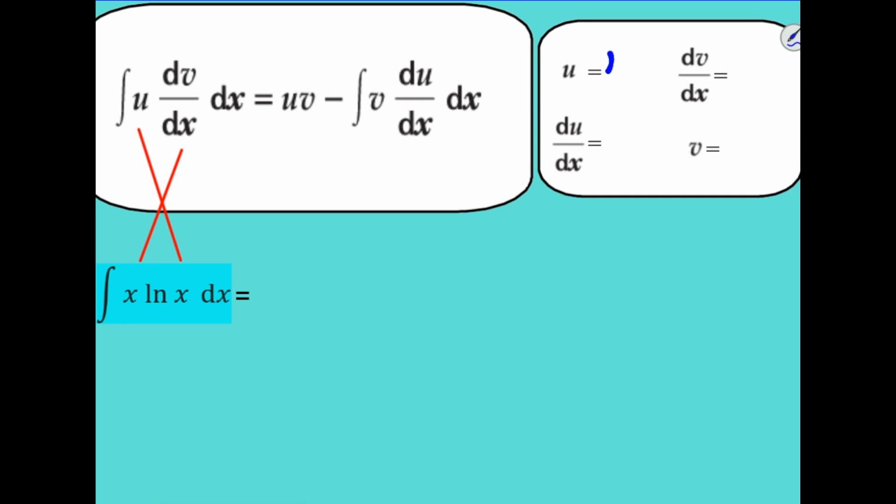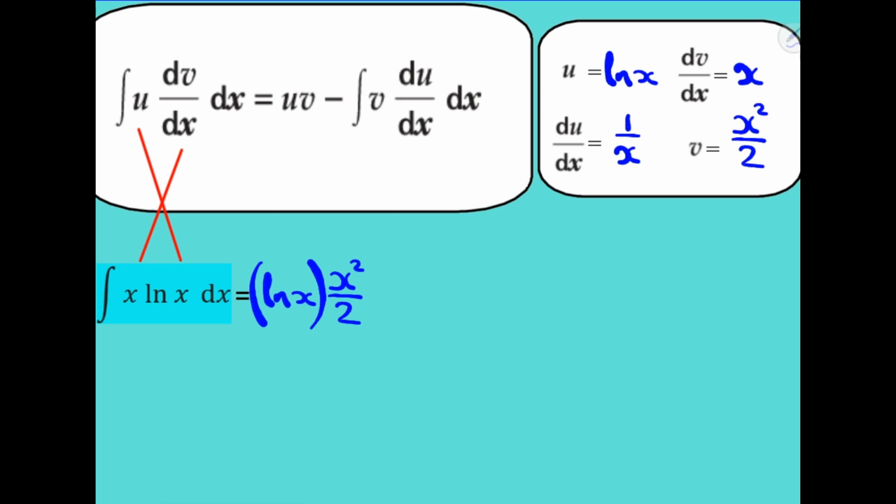Just like before, we also need to find v and du by dx to complete the formula, so I'm going to use the menu of expressions. Remember, if I differentiate log of x, I get 1 over x, and if I integrate x, I get x squared over 2. Now it's a simple matter of filling in the rest of the formula. I've done u multiplied by v, and now subtract the integral of v multiplied by du by dx.